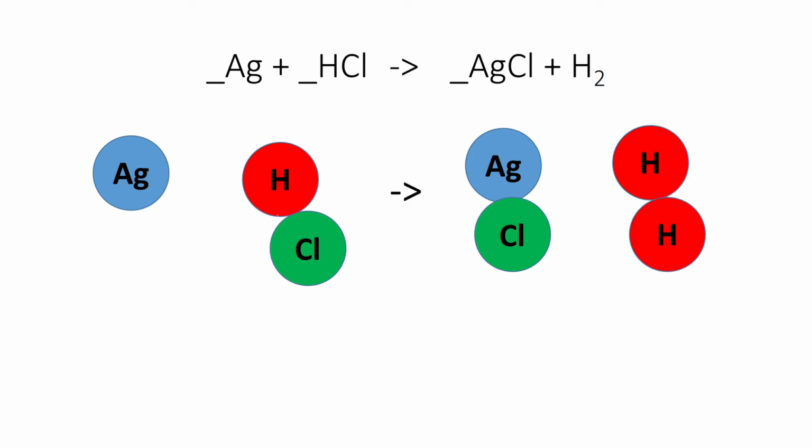So here we can see silver comes by itself. We've got one silver on the left, one silver on the right. So the silver are balanced, the same on the left side as the right side. Okay, that's the point. We're trying to get the same number of elements on the reactant side as the product side. Okay, so on the left side we've got one chlorine, on the right side we've got one chlorine.